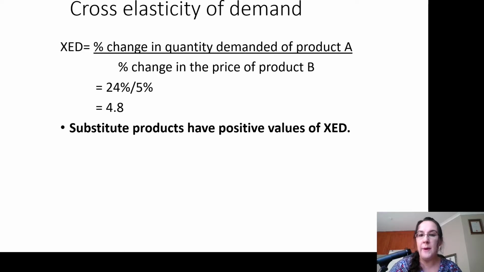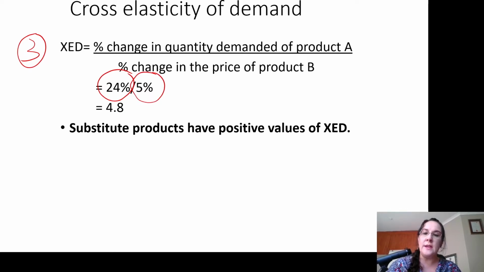Here we are back at our original formula. This would be my step 3 as I spoke about. You don't have to call it that, I just call it that. When we're looking at this formula, remember we worked out that the percentage change in the quantity demanded of margarine is 24%, and the percentage change in the price of butter is 5%.